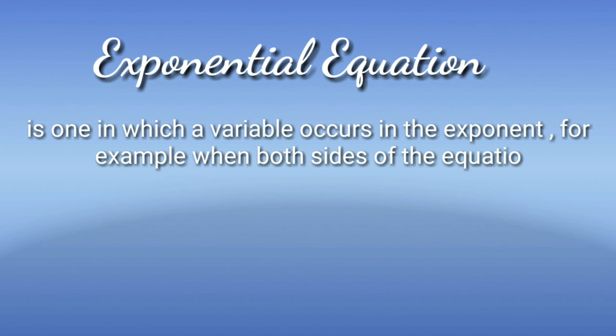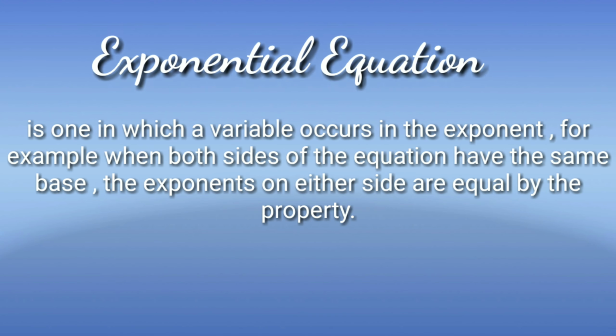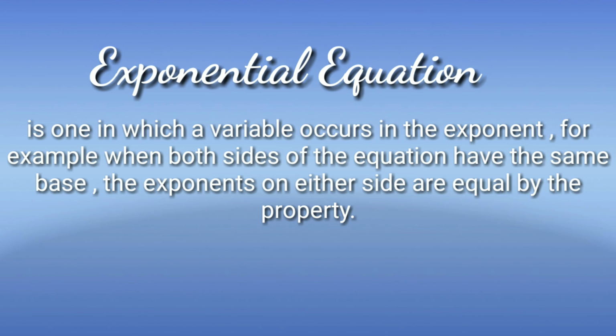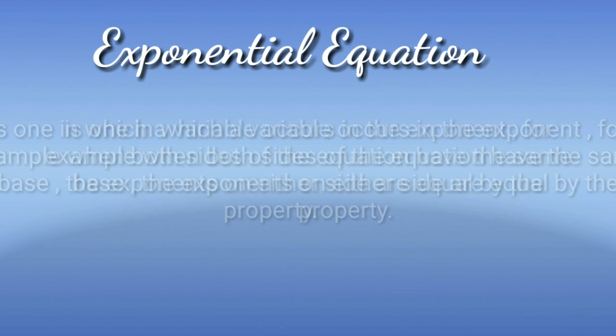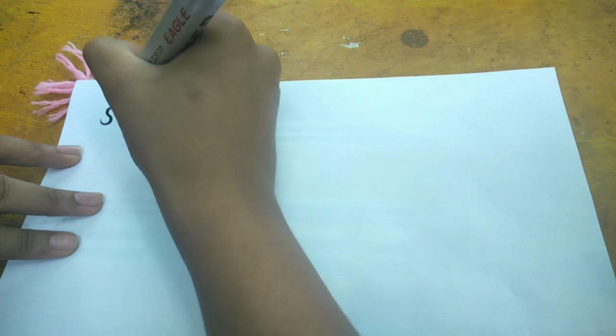An exponential equation is one in which a variable occurs in the exponent. For example, when both sides of the equation have the same base, the exponents on either side are equal by the property. For example, let's solve for x: 4 to the power of x equals 32.